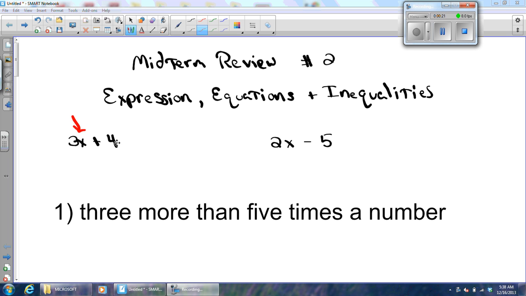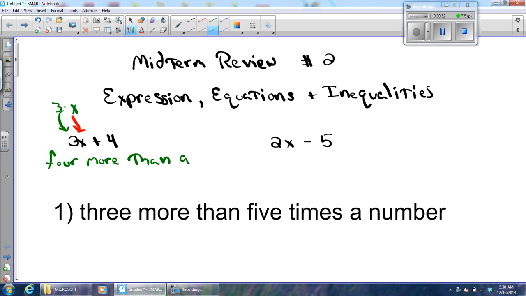It reads 3x plus 4, but if I ask you what it is, you shouldn't be telling me it's 3x plus 4. You should be telling me, well, let's see, x is a number, and I'm multiplying that number by 3. So whatever that number is, I need 3 times that number. Okay, and then I need to increase it by 4, right? That's what the plus 4 is. So this is actually 4 more than a number tripled. Yeah, when I translate it, I go backwards.